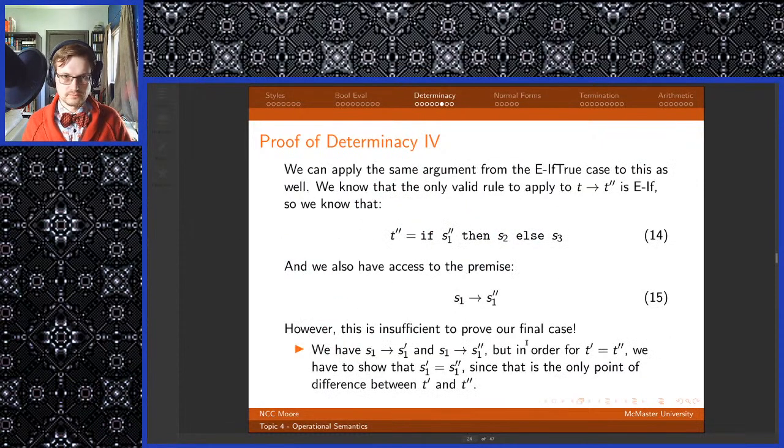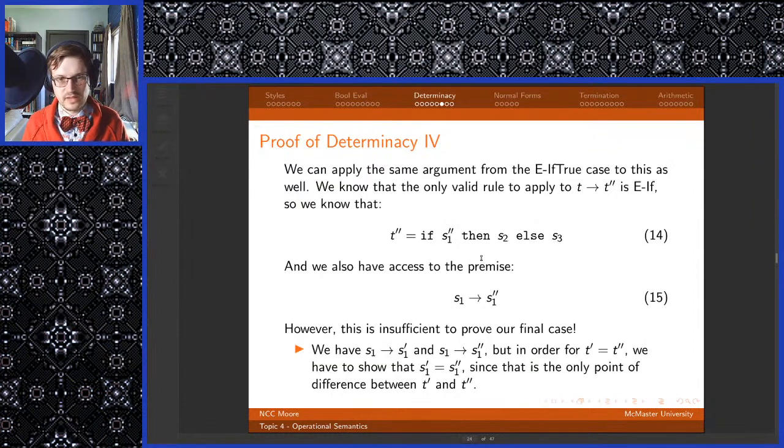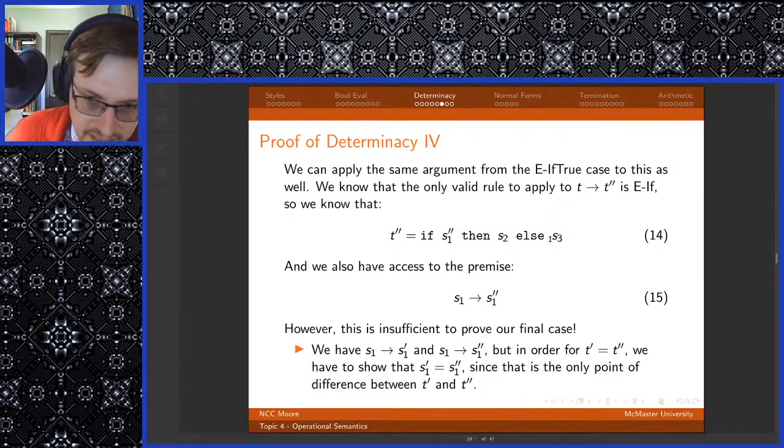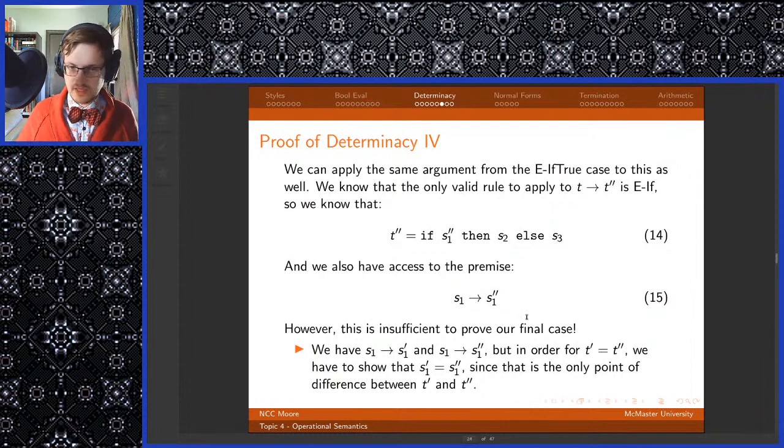So, good. We can apply the same argument from the E if true case to this case as well. We know that the only valid rule to apply to t becomes t double prime is E if, right? Because it's of this form, we know that s1 must be capable of evaluation. Therefore, we know it can't be true or false. Therefore, we can say that the only rule which gets us from t to t double prime must be E if, right? We know that t double prime is equal to if s1 double prime then s2 else s3. So we have access to the following premise: s1 becomes s1 prime, right? So we're able to pull s1 becomes s1 double prime.